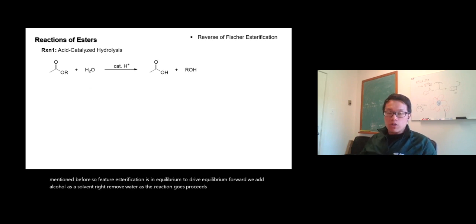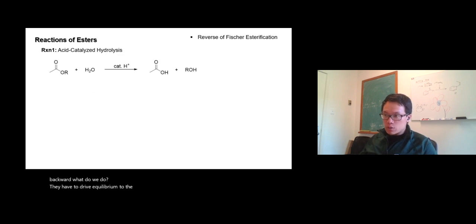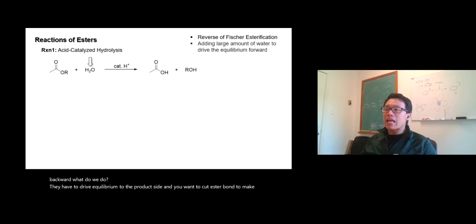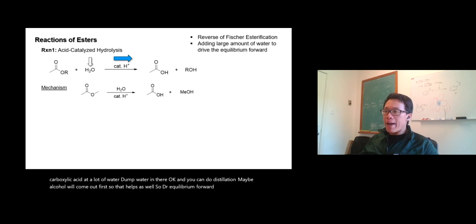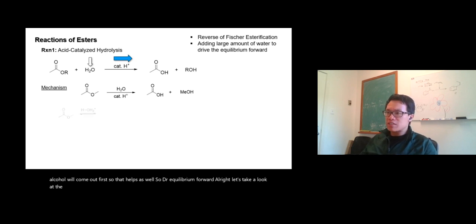Now, to go backward, what do we do? Well, you have to drive equilibrium to the product side, and you want to cut the ester bond to make a carboxylic acid. Add a lot of water, dump water in there, okay? And you can do distillation. Maybe alcohol will come out first, so that helps as well. So drive equilibrium forward. All right. Let's take a look at the mechanism. What is the reverse of Fischer esterification?